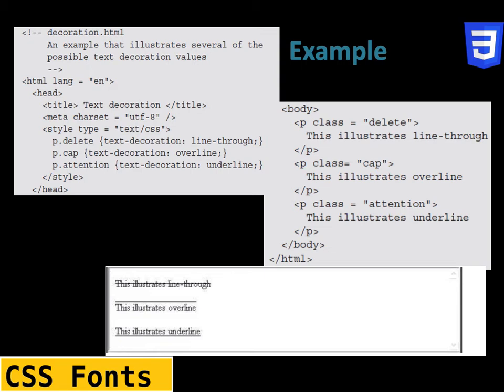In the body, three different paragraph tags are there, with class names delete, cap, and attention. The class equal to delete paragraph element illustrates line-through. P class equal to cap illustrates overline. P class equal to attention illustrates underline. See the corresponding output. First one, the effect for class name delete: line-through is in effect. For the second class cap, overline is in effect, and for the attention class, underline is there. So this is how text-decoration works.